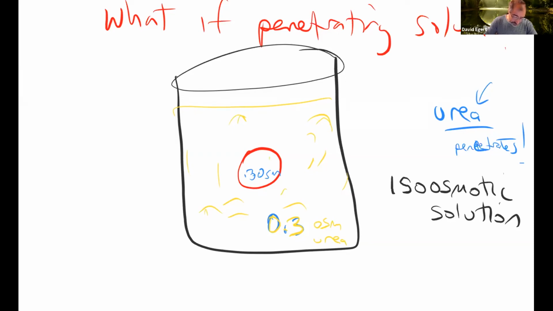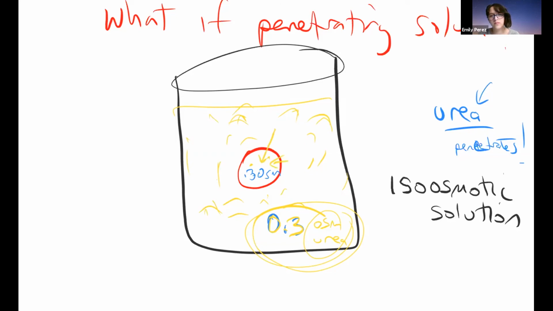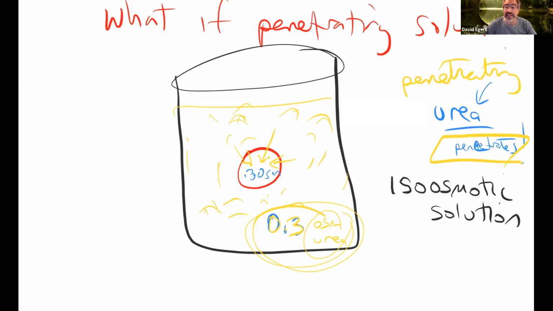In a healthy cell, urea is a waste product. Are we going to find urea inside a healthy blood cell? No. So we have a lot of urea floating around outside, and there's no urea in the cell. Which way does the urea want to go? Inside the cell. It wants to move in, and it's a penetrating solute, which means it wants to, and it does. So all of a sudden we start having urea entering the cell.